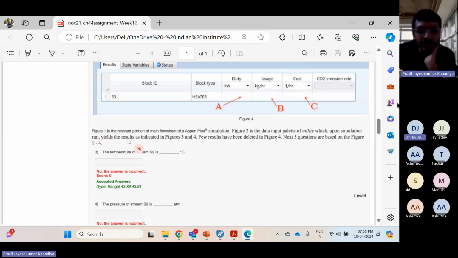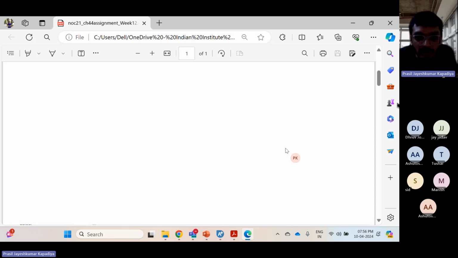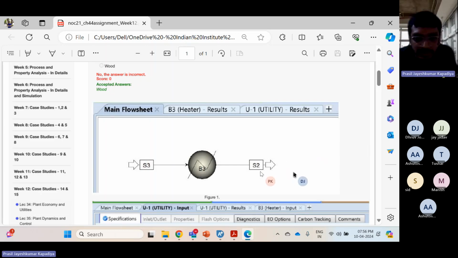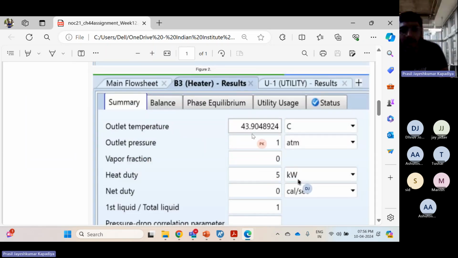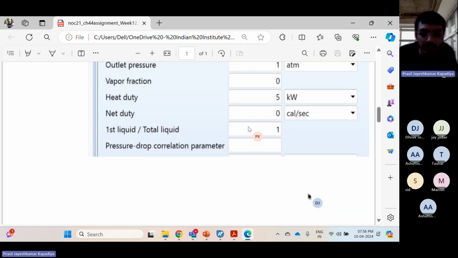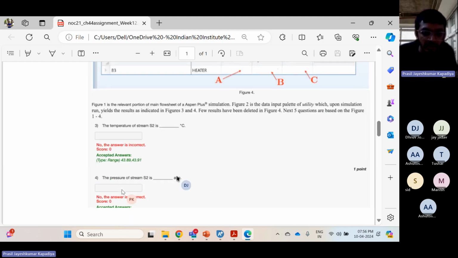So the problem is: figure 1 is the relevant portion of the flow sheet of an Aspen Plus simulation. Figure 2 is the data input palette of the utility, which upon simulation run yields the result as indicated in figures 3 and 4. A few results have been deleted in figure 4. The next 5 questions are based on that. What is the temperature of the S2 stream? This is the S2 stream, 43.9 degrees Celsius. Okay, we are given the outlet temperature. So it is 43.9 degrees Celsius. Correct.